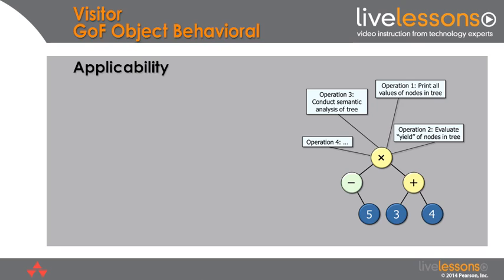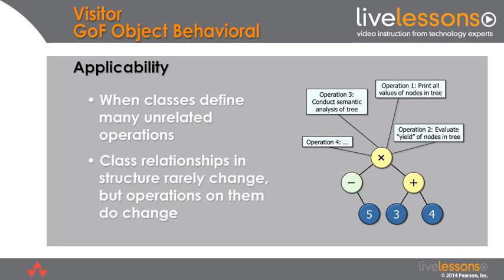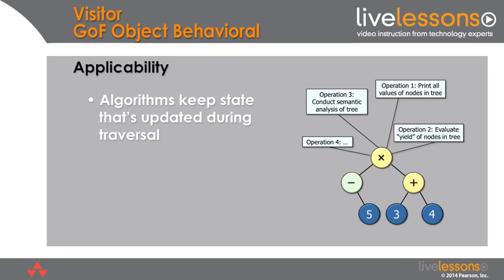You should consider applying this pattern when certain things happen. When classes define many different unrelated operations, when the class relationships and their structure change rarely, but the operations on the structure do change, and also when algorithms want to keep state that's updated during traversal, and you don't want to store that state in the actual underlying composite structure that's being accessed by the various algorithms.